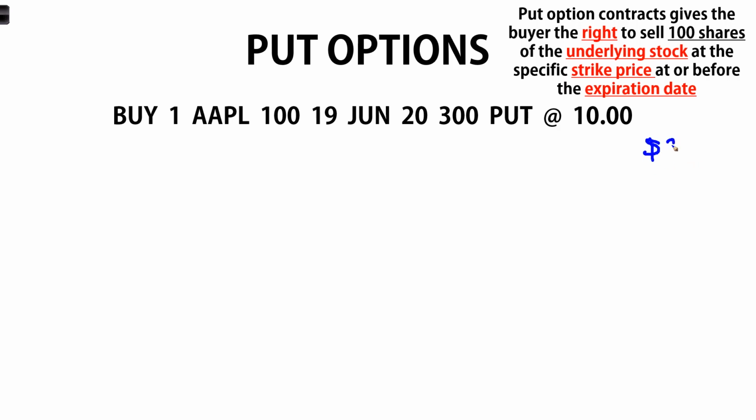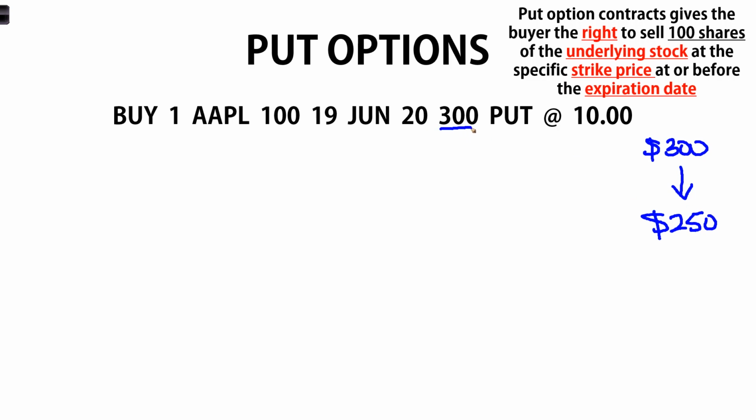Let's say that Apple is currently trading at 300 per share right now, and Apple is about to report earnings, and that you are afraid that the price of Apple will crash if they miss expectations or announce poor guidance. So therefore, you bought this put option contract to secure yourself at a price of $300 per share.